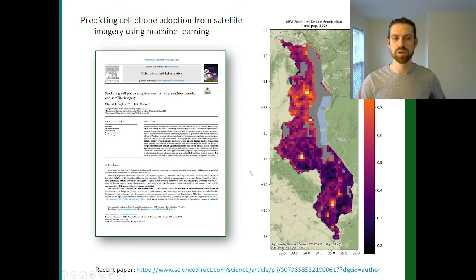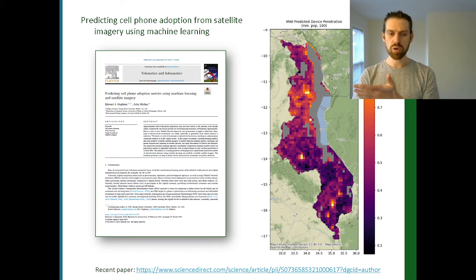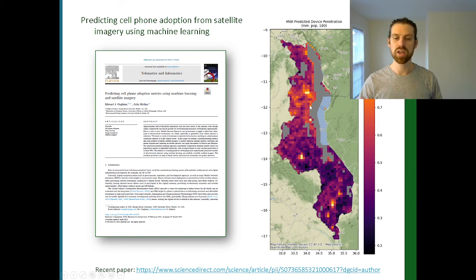And actually, I've used some of these techniques fairly recently. So this is a paper which we published in Telematics and Informatics, which is a reasonably well-ranked journal. It's got an impact factor of about 4, which is very good. And basically what we're trying to do is predict the actual adoption of cell phones and consumer spending on the ground simply by using satellite imagery, okay? So essentially what we've got on the right hand side here is a 10 by 10 square kilometre set of grid tiles for all of Malawi. Malawi is a landlocked African country. It's unfortunately very poor.